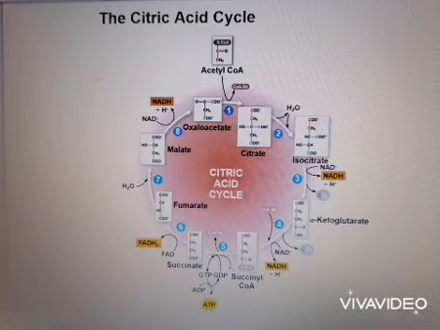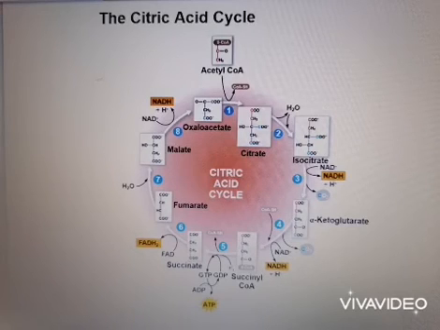In my sixth step, the succinate is converted into fumarate by the enzyme called succinate dehydrogenase. A molecule of QH2 is generated, which is used for the production of FADH2. Basically, FAD is reduced to FADH2.